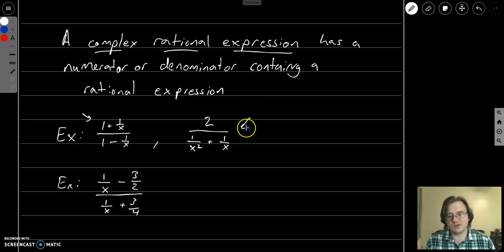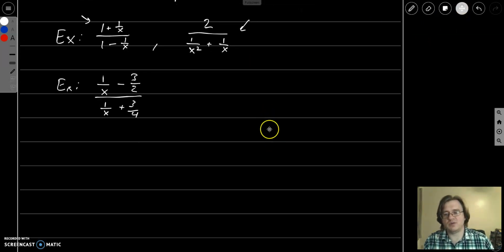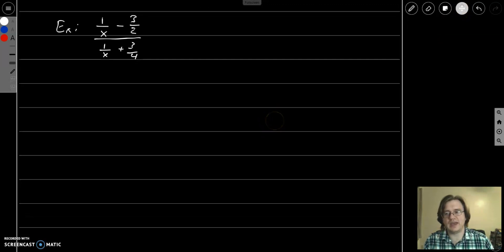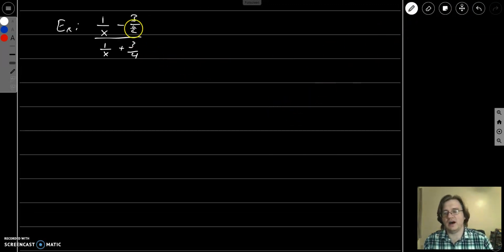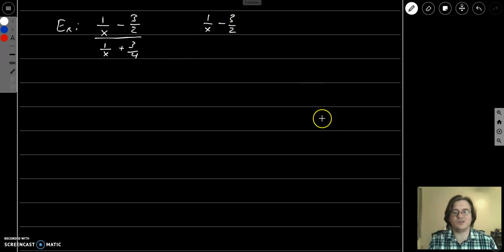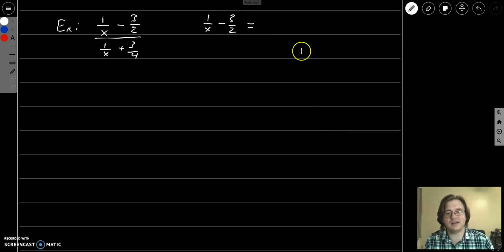The same goes for this next one. The top is a polynomial, a very silly polynomial, it's just the number 2. The bottom is a couple of rational expressions. We would approach these in pretty much the same way as anything else. When we look at the top, we see that we've got 2 fractions that we are subtracting. In order to subtract these fractions, we need a common denominator.